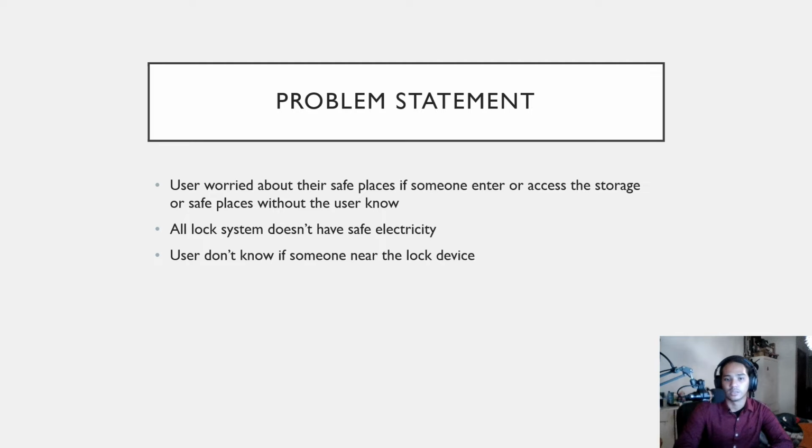Users don't know if someone is near the lock device, for example if we leave our valuable things in our locked safe. We need to know if someone is near and wants to try to steal our valuable things.